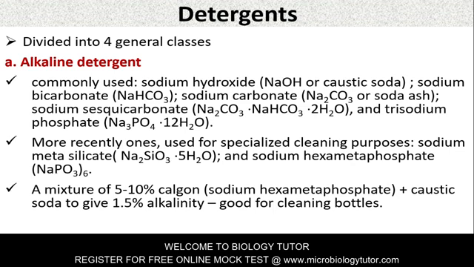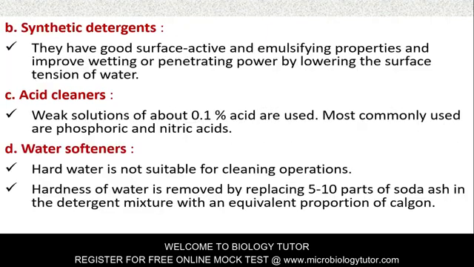Detergents. They are divided into four general classes. First one is alkaline detergents. Commonly used ones are sodium hydroxide, sodium bicarbonate up to trisodium phosphate. More recent ones used for specialized cleaning purposes are sodium metasilicate and sodium hexametaphosphate. A mixture of 5 to 10% calgon plus caustic soda to give 1.5% alkalinity. It is good for cleaning milk bottles.